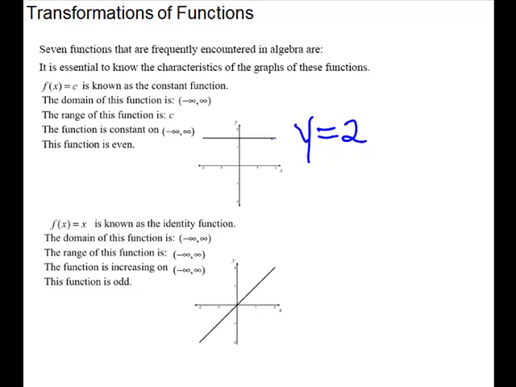This is called the identity function, and it is the line y equals x. And so it goes through the origin, but it is a line. For your domain, it's going to go forever to the left and forever to the right, so negative infinity to positive infinity. Your range, as it goes to the left, it goes down. As it goes to the right, it goes up, so also unlimited. It is always increasing as you go from left to right. This one is symmetric around the origin. If you rotate it 180 degrees, it will look the same.